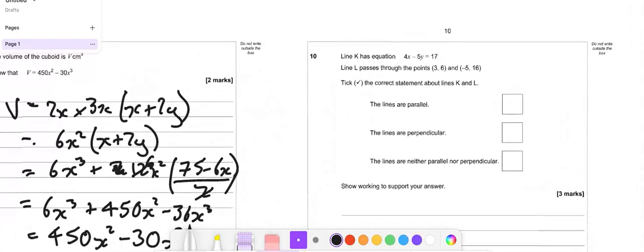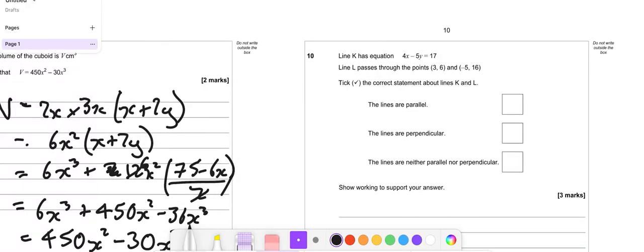Question 10. Line K has equation this. Line L passes through these. Work out statements about K and L. Okay, so it's all about gradient, so let's rearrange these to get the gradient form. So if I take the 5x over the other side, I get 4x minus 17 equals 5y. Then divide through by 5 is 4 over 5 x minus 17 over 5.